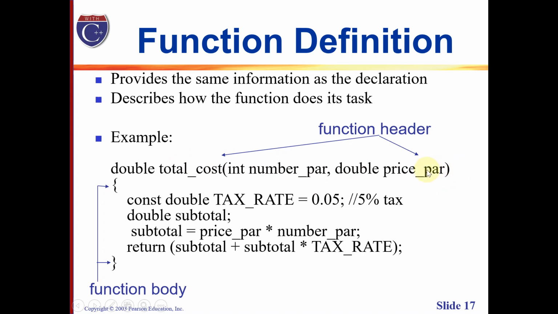Basically, this part, which contains your return type, function name, and parameter list, is called your function header. And below it is our function body, which contains all the statements that would be executed whenever our function is called.